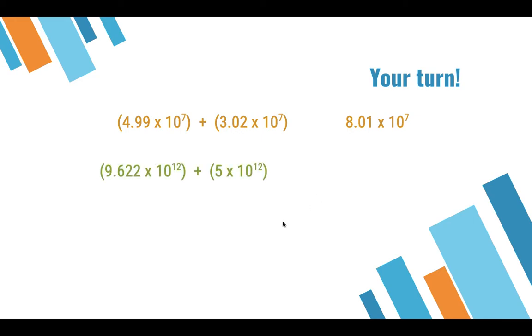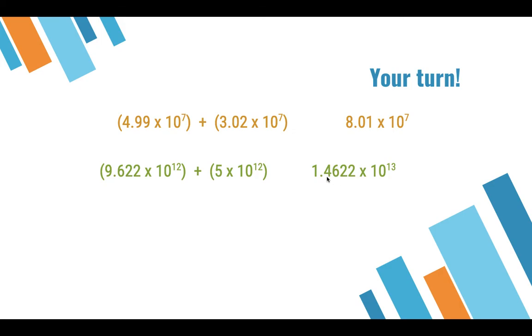So look at this one. 9.622 times 10 to the 12th plus 5 times 10 to the 12th. All right, let's add our coefficients. 9.622 plus 5 will equal 14.622 times 10 to the 12th.